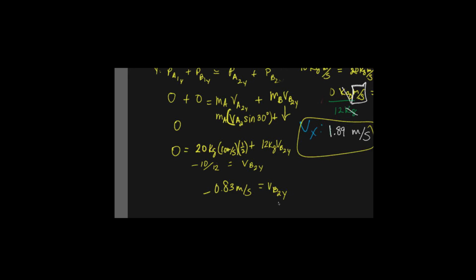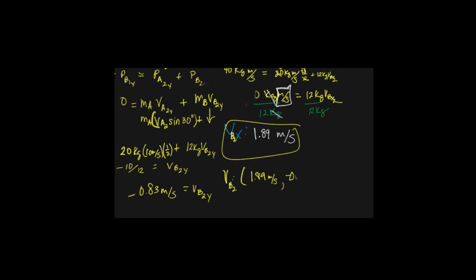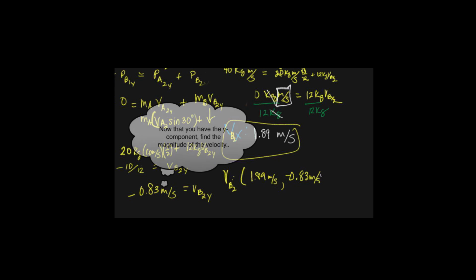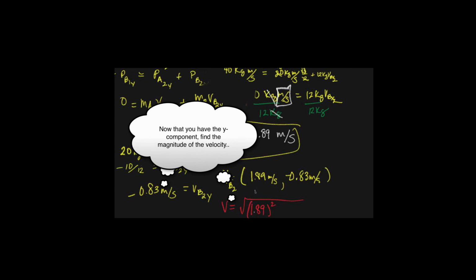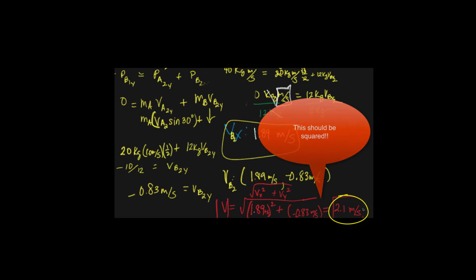Are you with me? Yeah. So now I have my velocity in vector format. Good. Now, we know that VB2 is going to be equal to the x component comma the y component. This is the velocity vector. How do I find the actual velocity? You find the magnitude. So the magnitude is take the x component squared and the y component squared, add them together, and square root it. That's the magnitude. So with negative 0.83 meters per second, when you do that and combine them, you're going to get 2.1 meters per second. You understand how I did that?